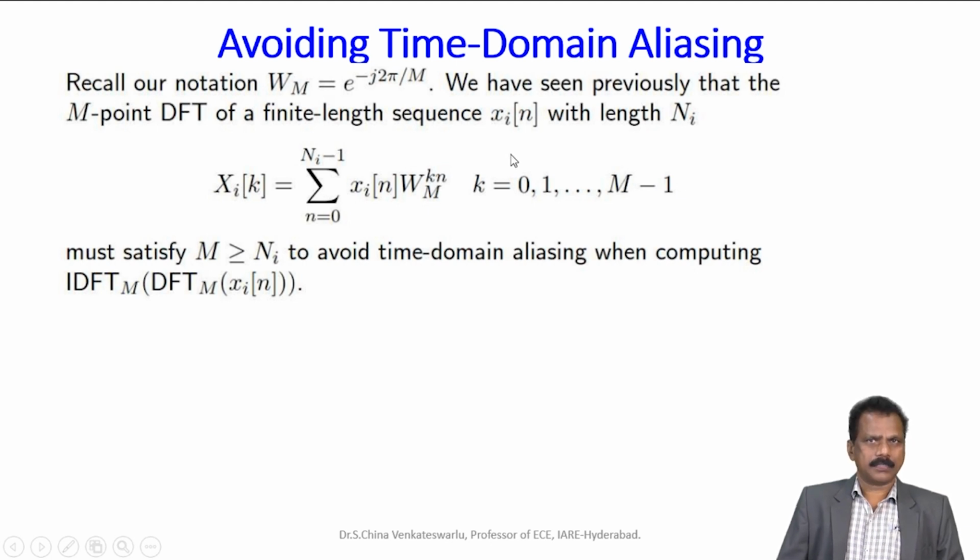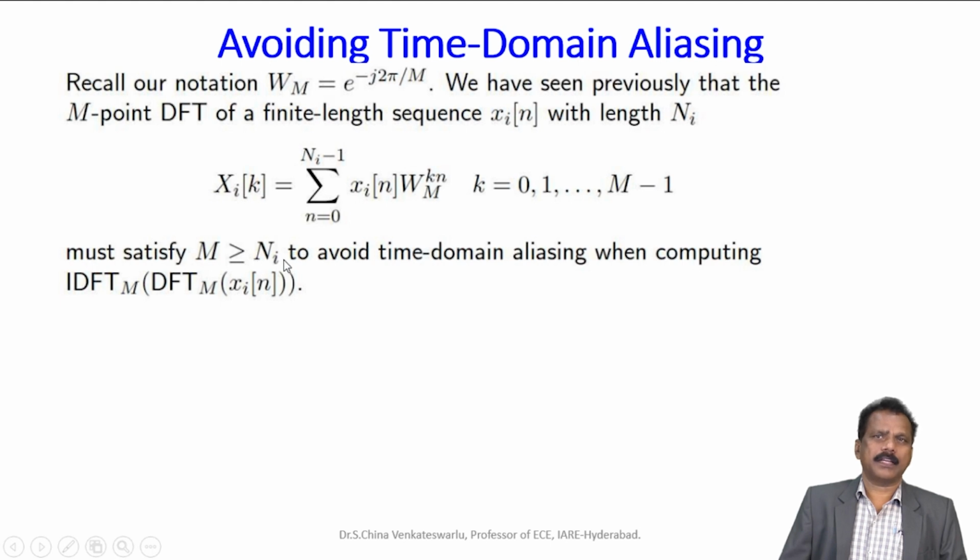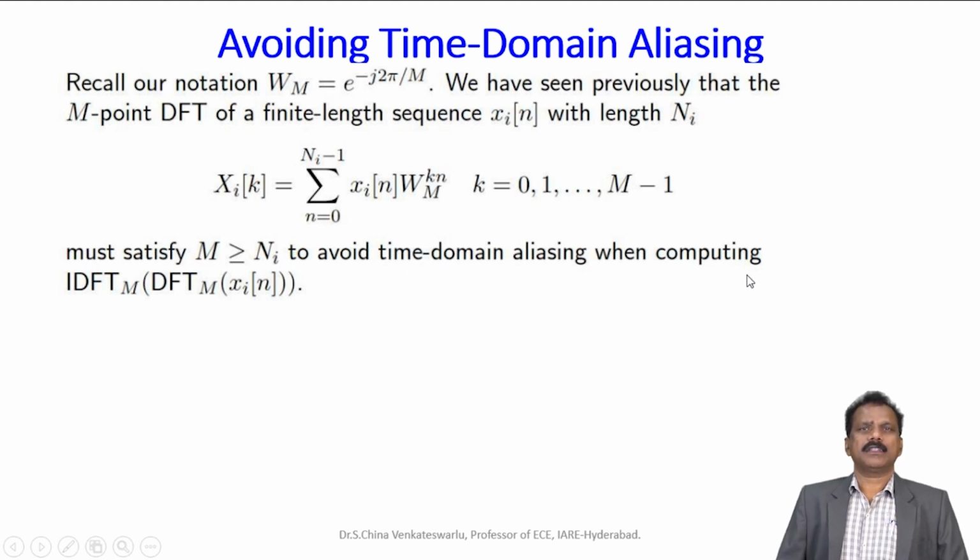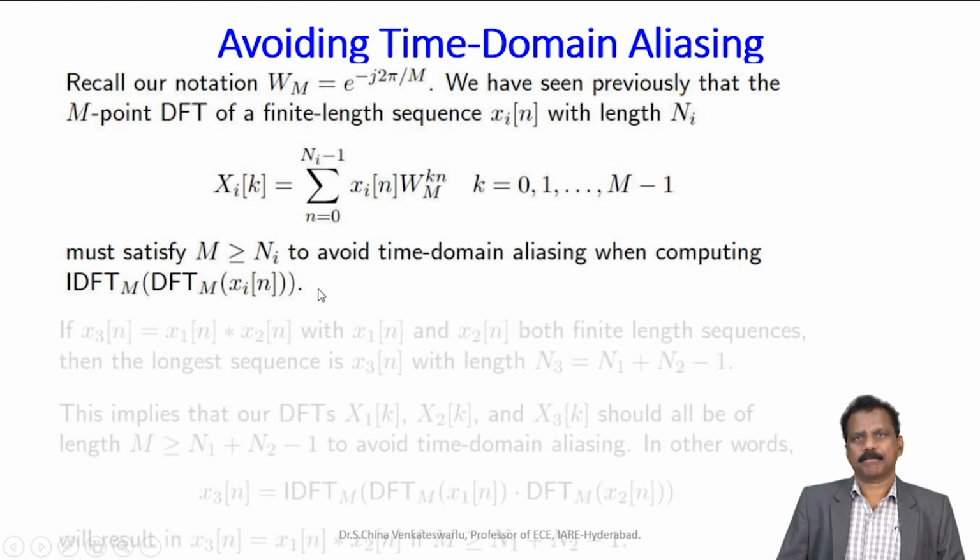So we must satisfy the relation between capital M and Li. For an M-point DFT with sequence length Li, capital M must be greater than or equal to Li to avoid time domain aliasing when computing the inverse discrete Fourier transform of the M-point DFT Xi of k. Like this, we write the mathematical expression.